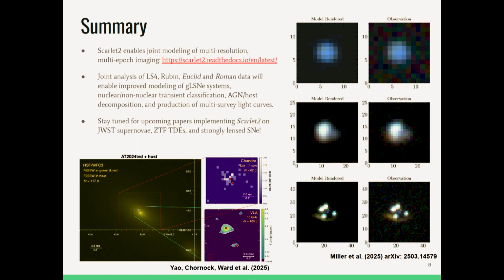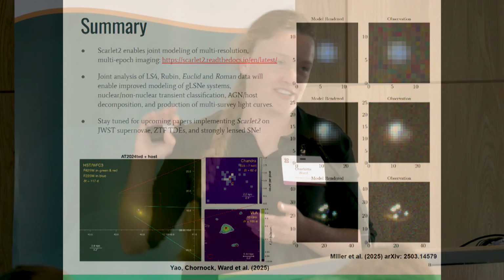So I will leave out my summary. We're hoping that this framework to jointly analyze data from space-based and ground-based surveys will help us maximize what we can do with Rubin. And if you have any questions or possible applications of the code, we'd love to chat more, and our documentation is now available. Thanks.